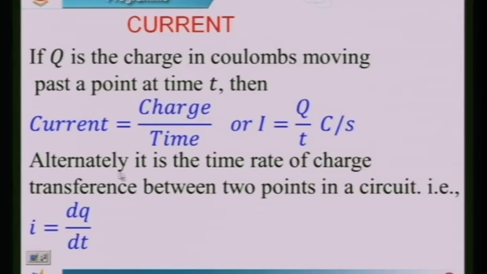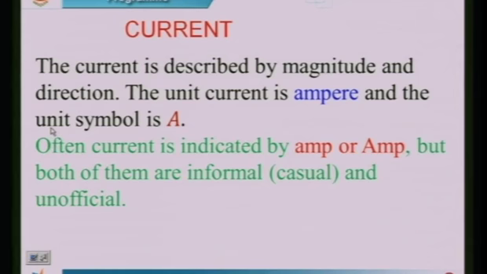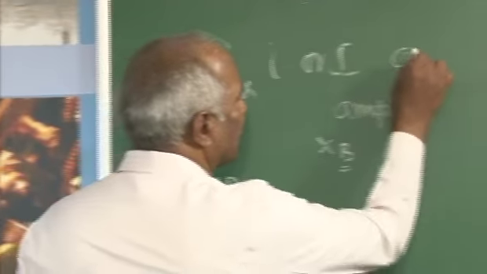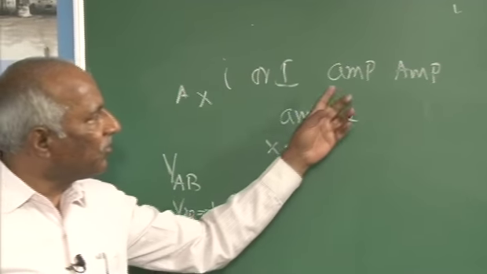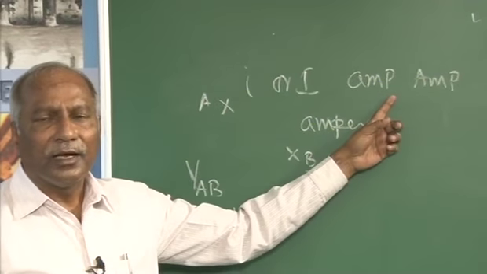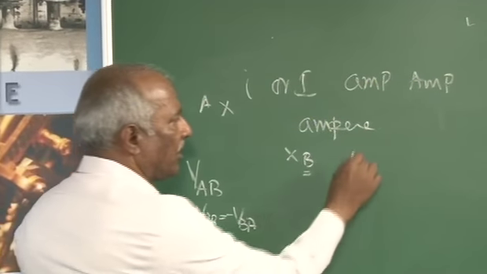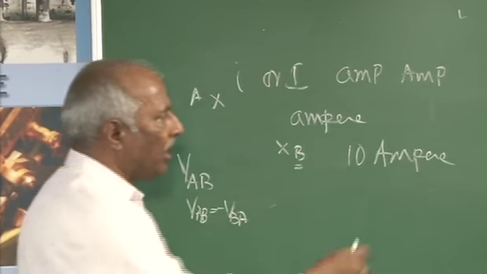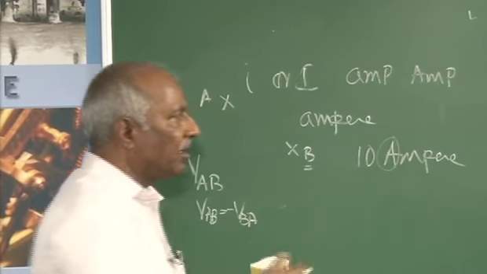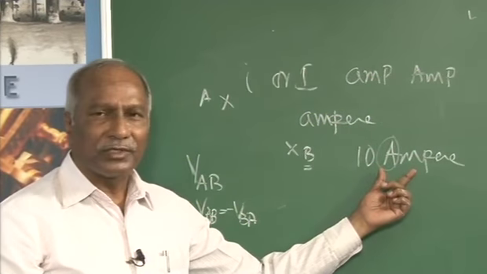Alternately, it is the time rate of charge. So, in that case you can represent I as equal to dq by dt also. The current is described by magnitude and direction. The unit of current is ampere and the symbol is A, and often you come across amp or AMP also. They are not the official way of representing the current or ampere. Even 10 ampere is not acceptable, as starting from capital A indicates the name of a person and not the unit.